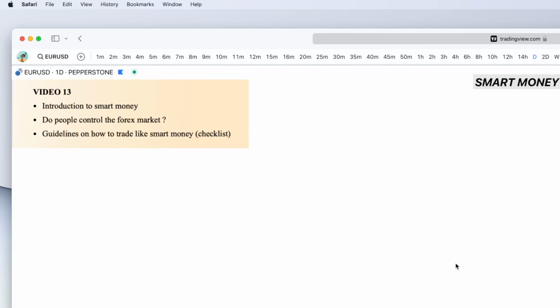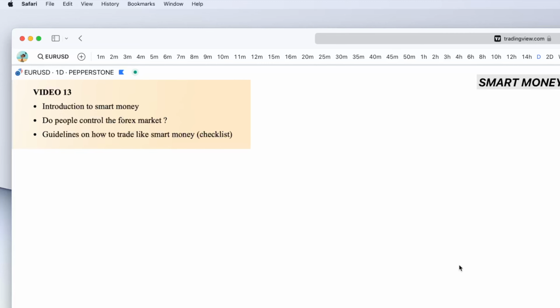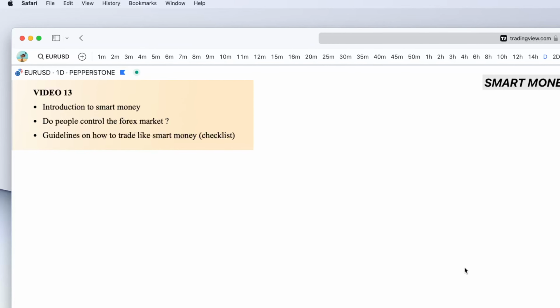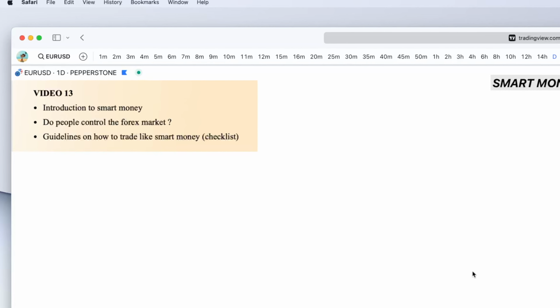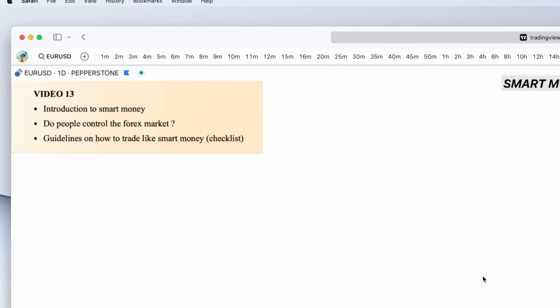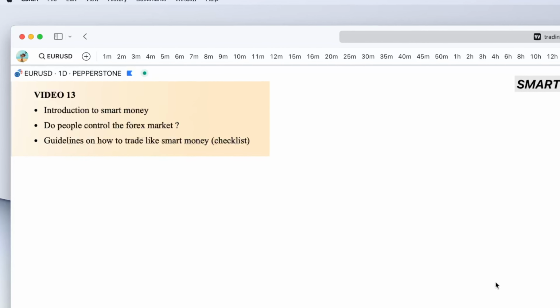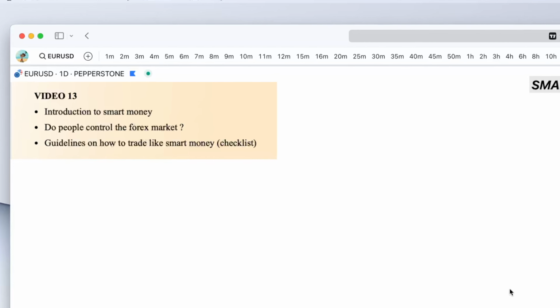So as you can see to the top left of my screen, today we are going to be talking about video 13, which says Introduction to Smart Money. Do people control the Forex market? Guidelines on how to trade like smart money, and then in bracket, checklists. So again, introduction to smart money.